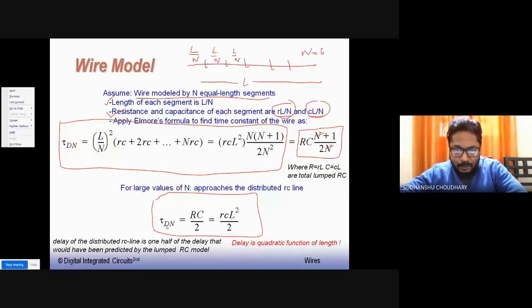Now, this comes out to be equal to RC by 2, or if you put R as RL by n and C as CL by n, it becomes RC L square by 2. Okay? And if you remember the RC delay of a line, we say that the delay of a line is equal to RC. And now this is RC by 2. And you will also find that here the delay is a quadratic function of the length. Delay increases as a quadratic function of length.